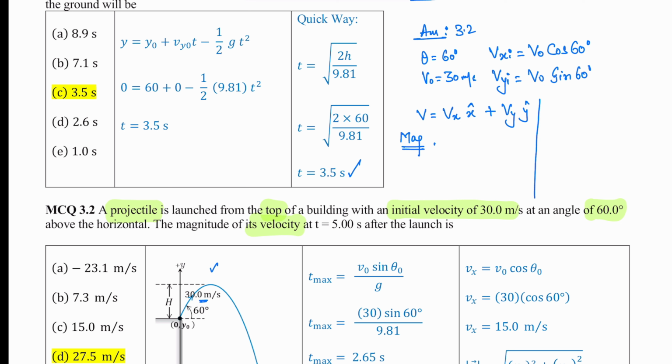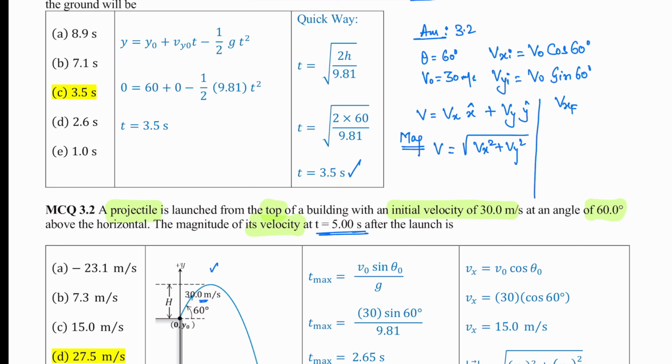From the vectors you know, so v should be equal to root of vx square plus vy square. Yes or no? Clear? Similarly, we can find the directions also. Okay, now the question is, he's asking velocity at time t equals 5. So you should know what is the Vx.